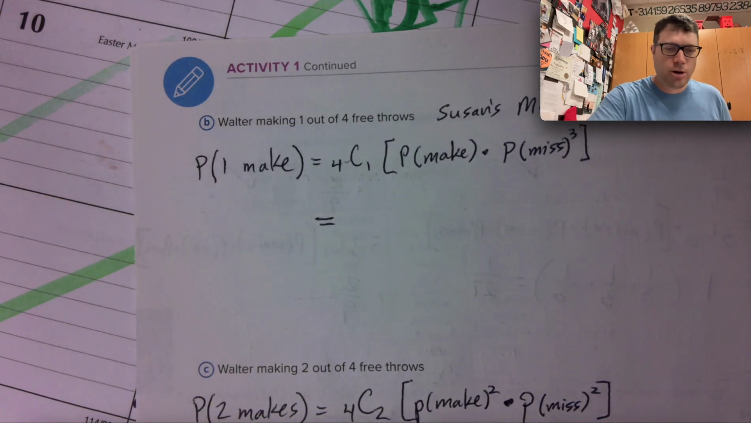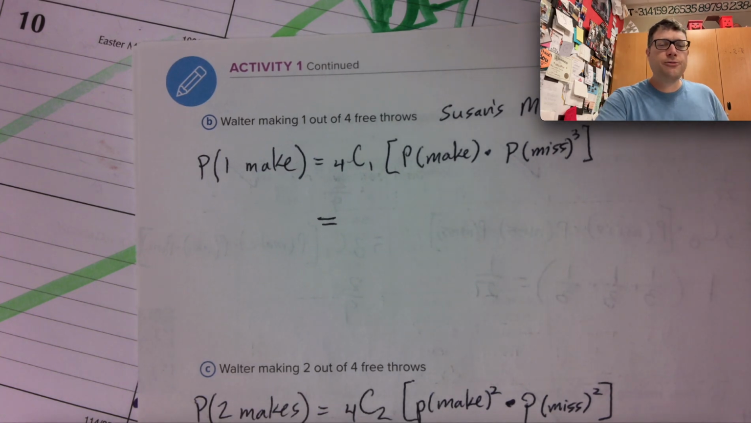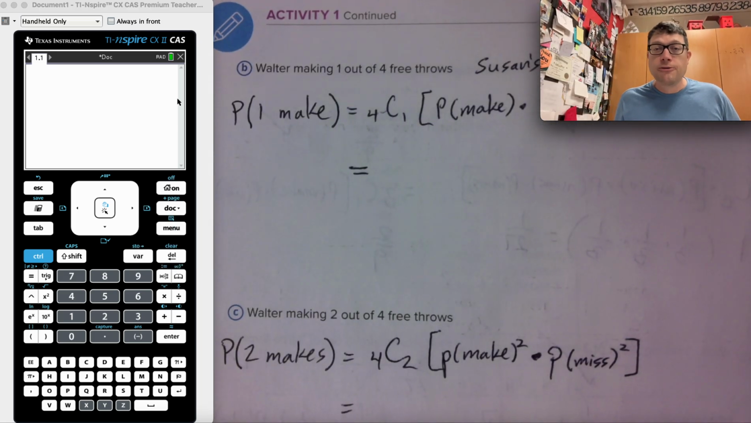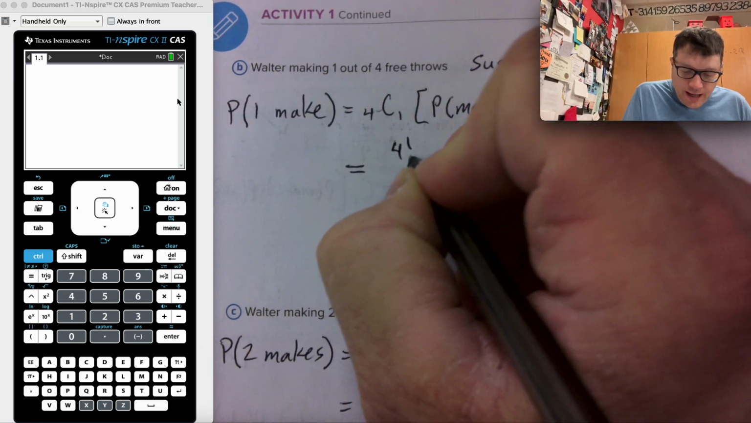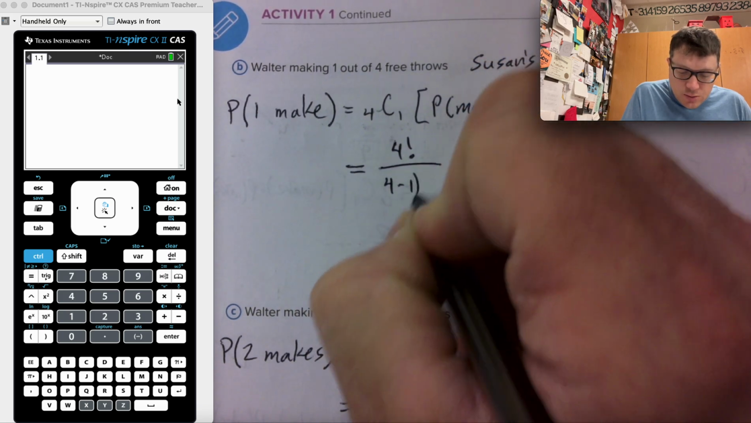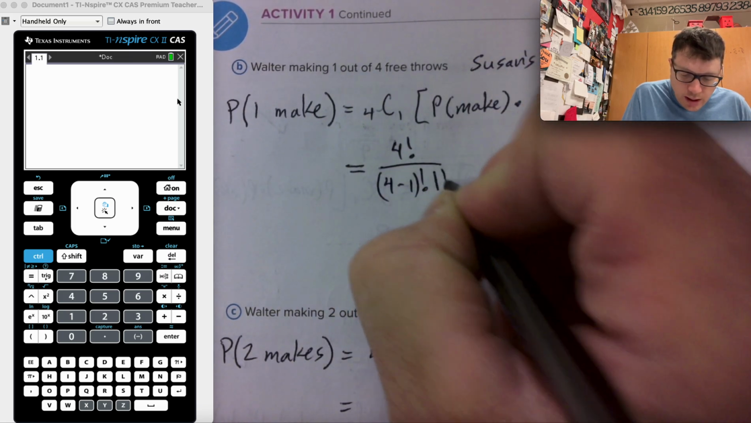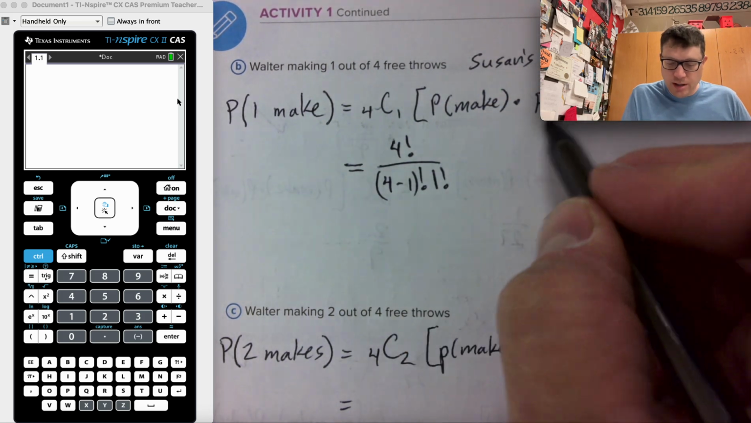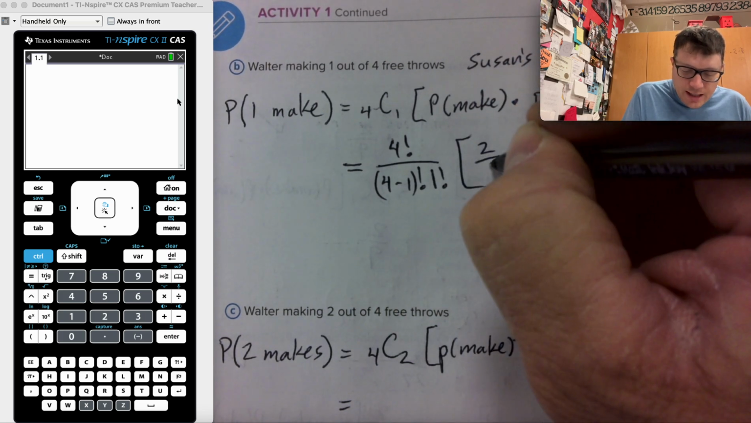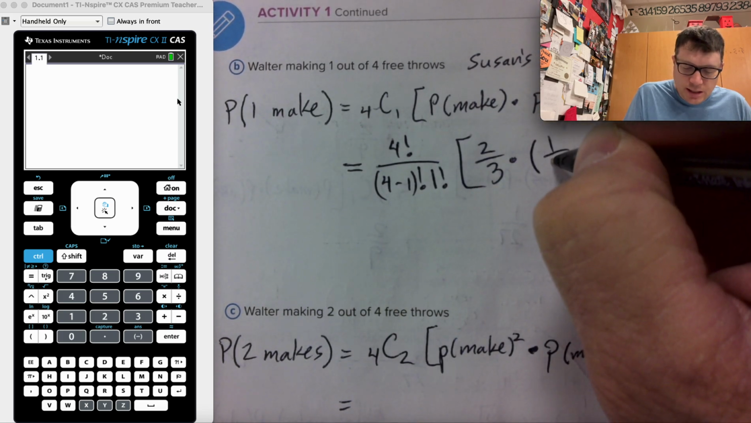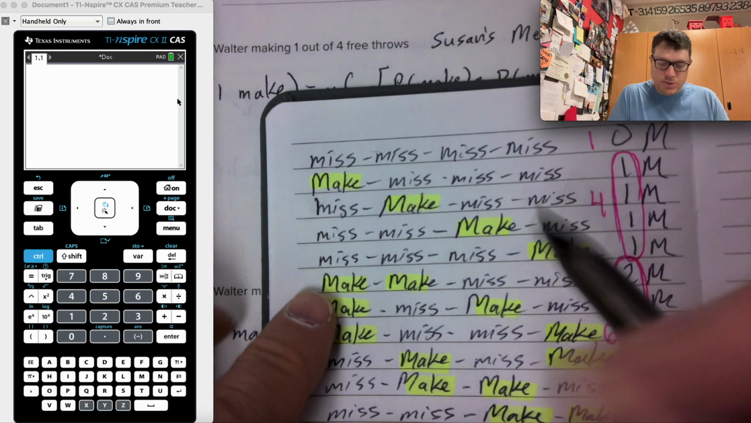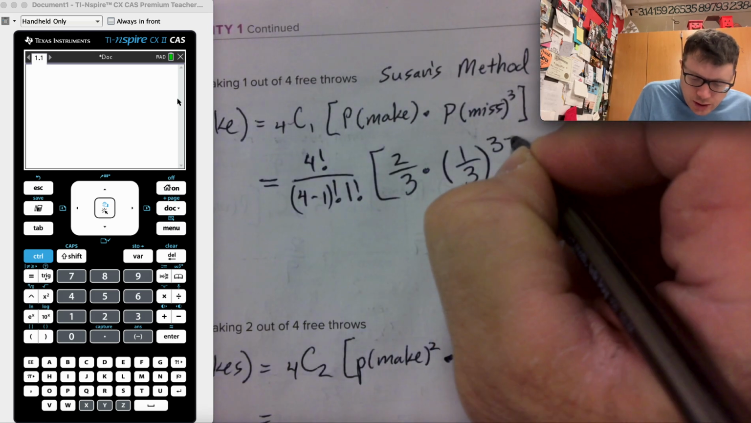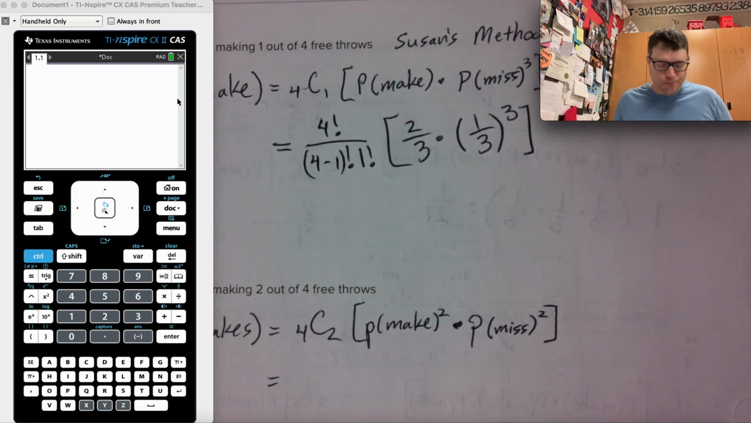But let's just confirm from calculator time. I'm going to use the formula first, all right? So bring that up and bring this up. So the formula for 4 choose 1 is 4 factorial over 4 minus 1 factorial times 1 factorial. So I don't want to rewrite all. I'll write it this way. The probability of a make is 2/3, and the probability of a miss is 1/3. But from the list, we can see he's going to miss 3 times. So that's 3 probabilities of 1/3, which is why our exponent is 3.